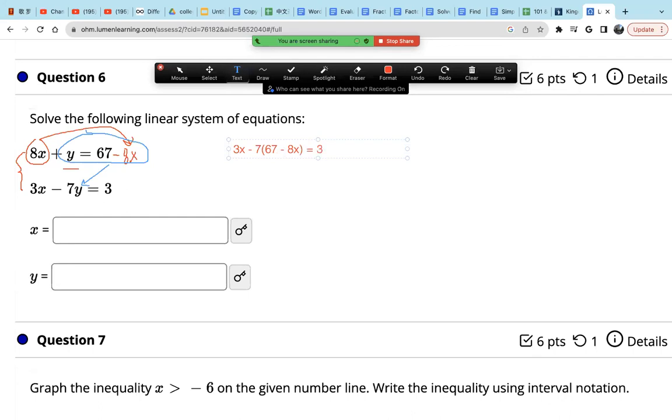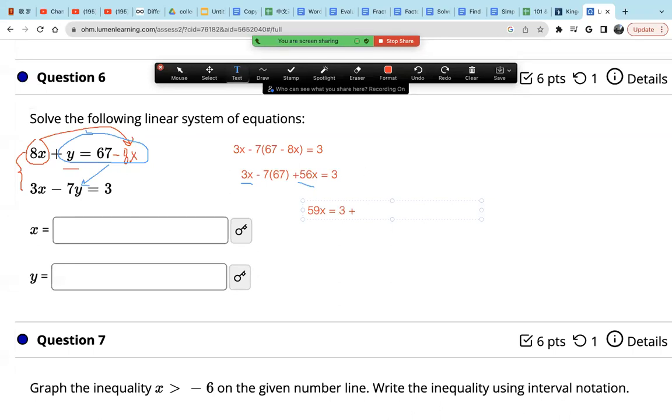Then equals to 3. 3x minus 7 times 67. Then negative 7 times negative 8x becomes positive 56x equals to 3. Combine like terms. Have 3x, have 56x. That becomes 59x. 59x equals to, I move negative 7 times 67 to the other side.